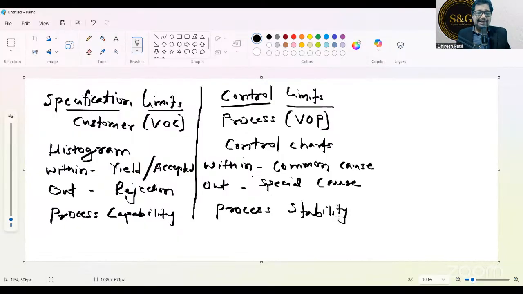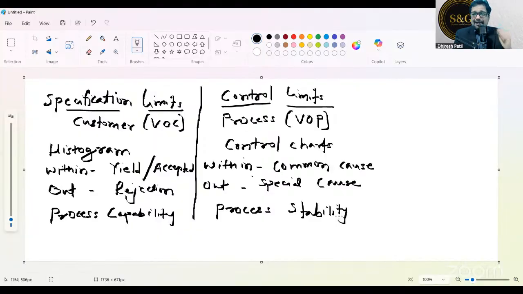Process capability meaning ability of the process. Make a note of this. This is a good question. How do you define process capability and how do you define process stability? Capability, write a statement down: ability of the process to satisfy the customer requirement. It's called capability. Requirement of the customer is specification limits.